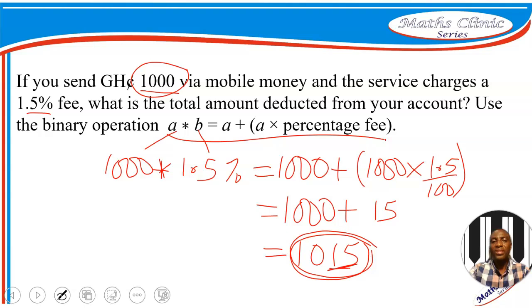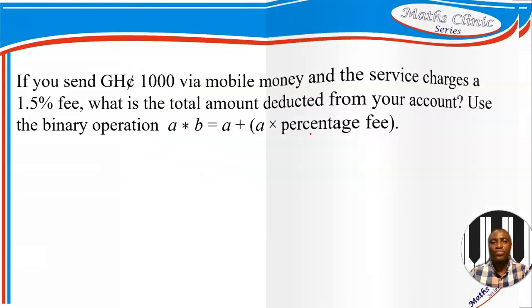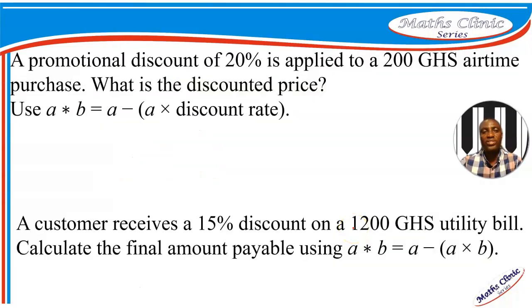So this formula is that anytime you have A star B, that means maintain the first one plus multiply the first times the second, and that is binary operation. Let's take another question in line with the discount. A promotional discount of 20% is applied to a 200 Ghana cedis airtime purchase. What is the discount price?